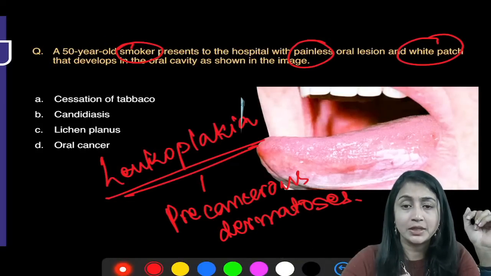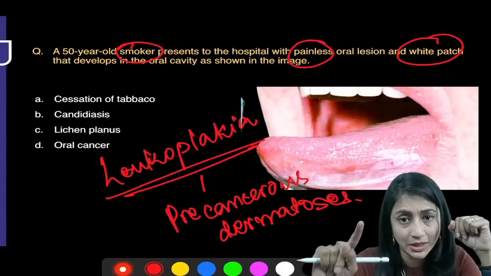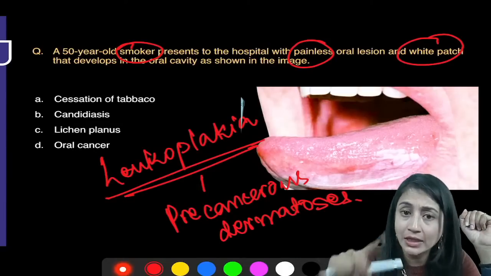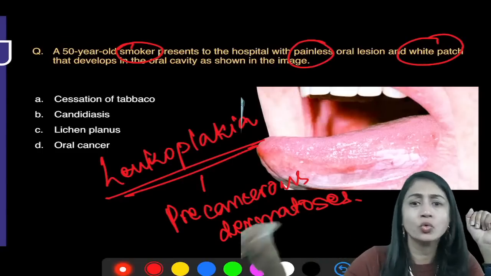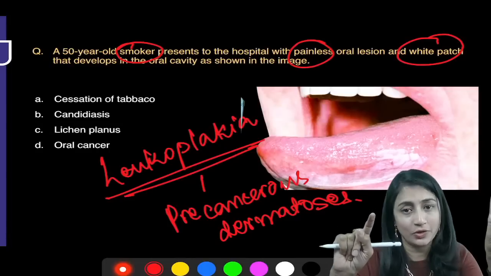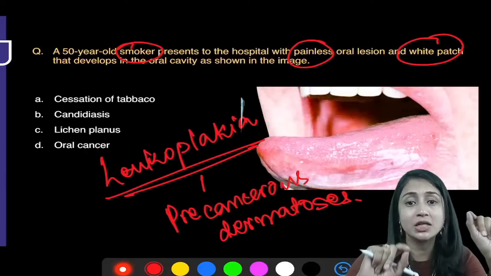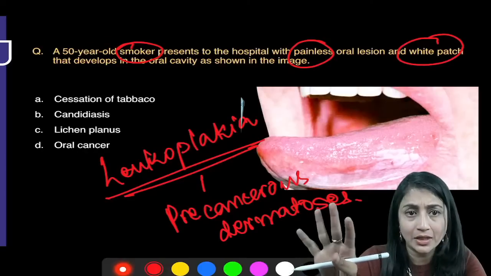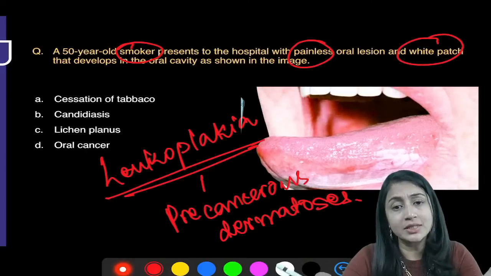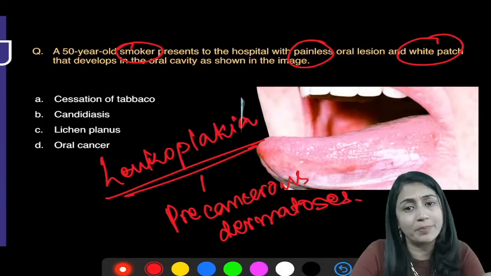Coming to lichen planus, it would usually present with violaceous lesions, even in the oral cavity, or oral ulcers. So when we see a white patch, we don't think of lichen planus usually, okay? And again, lichen planus is very symptomatic. It is not painless. Then coming to oral cancer, yes, it can be. So it can be leukoplakia, which is usually precancerous.